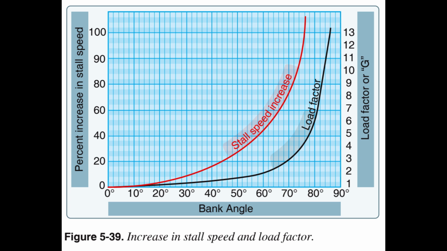Centrifugal force is added to the aircraft's weight and the wing must produce sufficient additional lift to counterbalance the load imposed by the combination of centrifugal force and weight. In a turn, the necessary additional lift is acquired by applying back pressure to the elevator control. This increases the wing's AOA and results in increased lift.